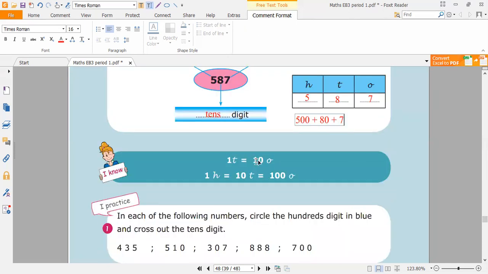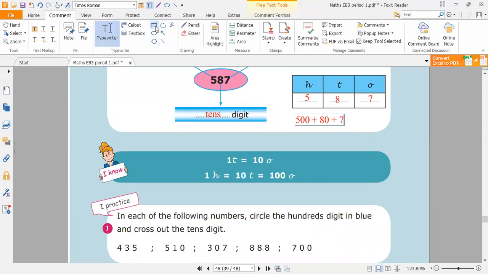1 ten equals 10 ones. What does this mean? Do you remember when we took the tens here? This is a rod. So this ten has 10 cubes. 1, 2, 3, 4, 5, 6, 7, 8, 9, and 10. So 10 cubes here. Each rod contains 10 cubes, 10 ones.